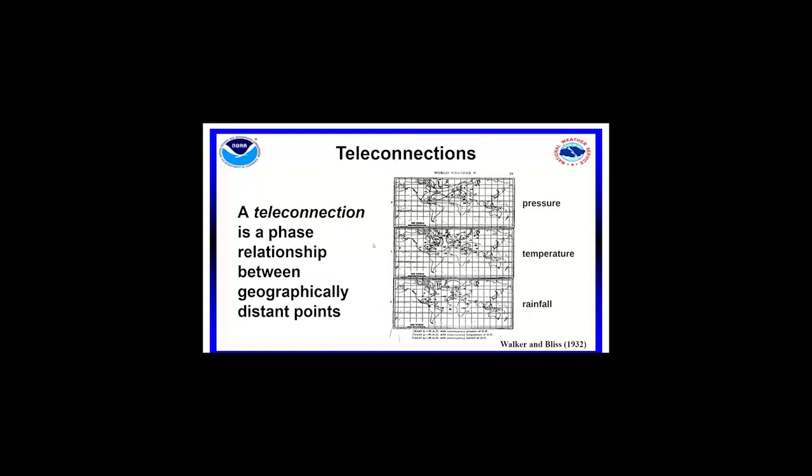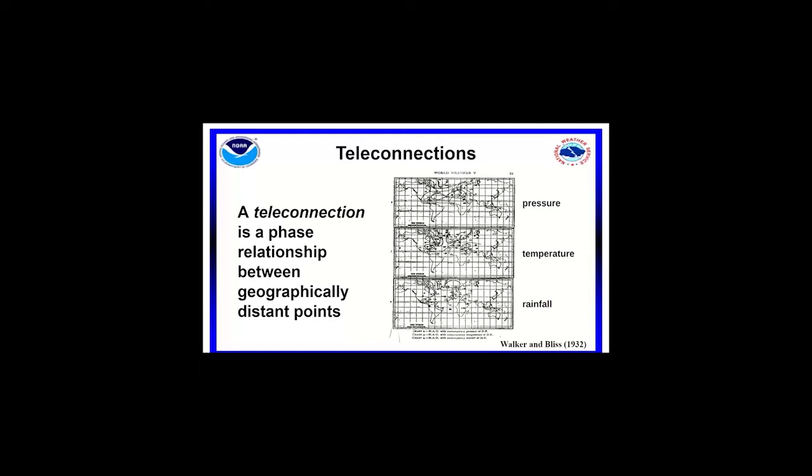So teleconnections, that's what we're here to talk about fundamentally. What's the definition? Phase relationship between geographically distant points. So this figure here is the famous Walker and Bliss figure that's showing the NAO, North Atlantic Oscillation. Coming up on 100 years old, almost 90 years old, pretty wild.